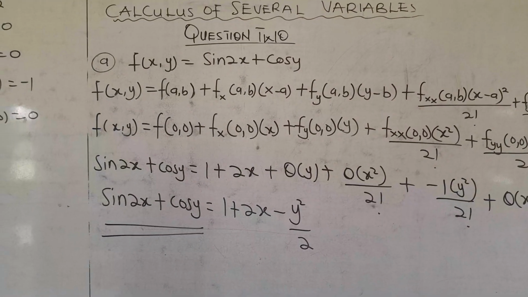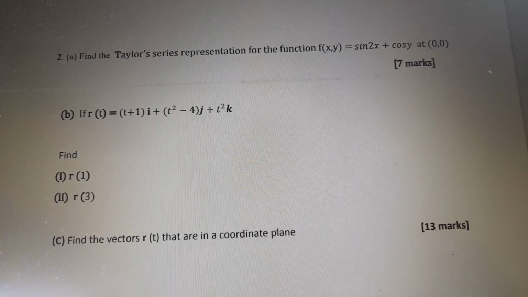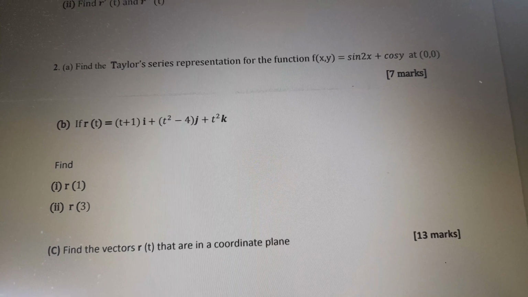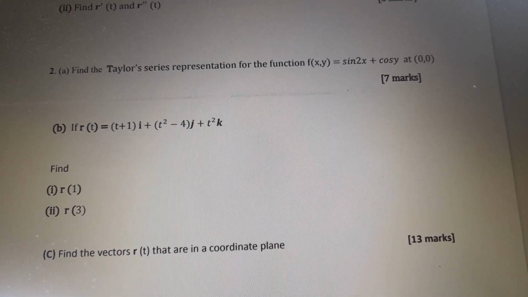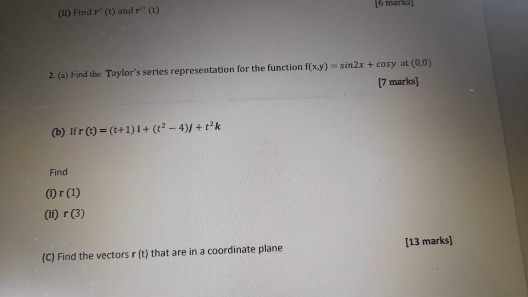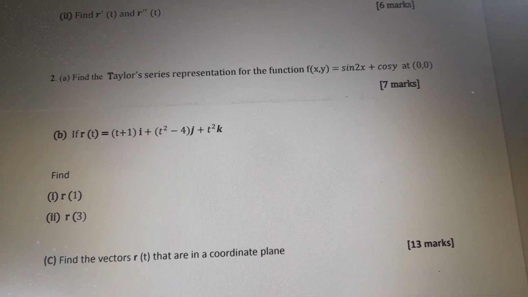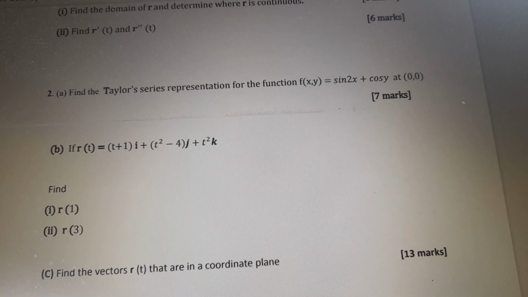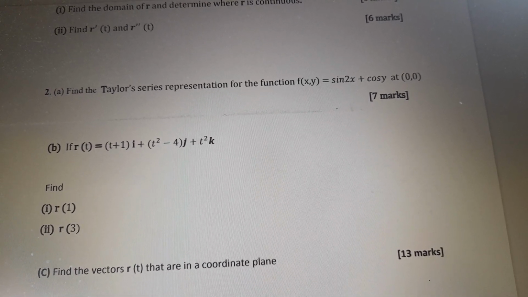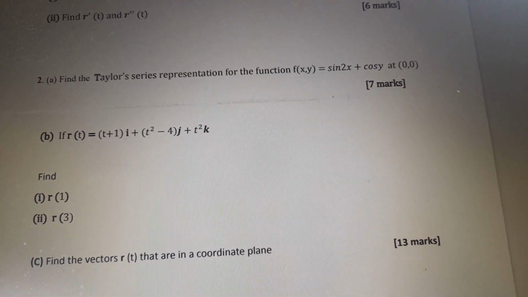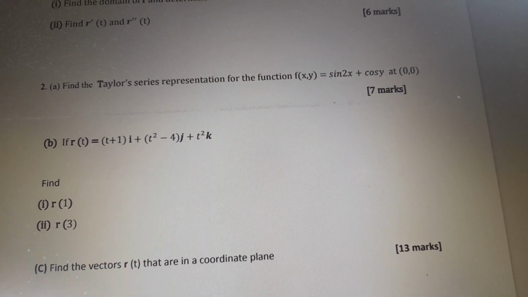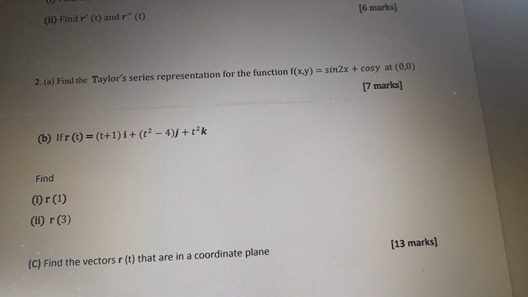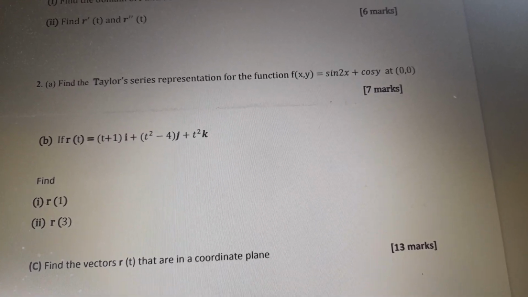We go to the B and the C aspect of question 2, which is worth 30 marks. The B aspect says if r of t is equal to t plus 1 in bracket in the i direction plus t squared minus 4 in bracket in the j direction plus t squared in the k direction, we should find r of 1, then r of 3. Then the C aspect says we should find the vectors r of t that are in the coordinate plane. And all this question is worth 30 marks.